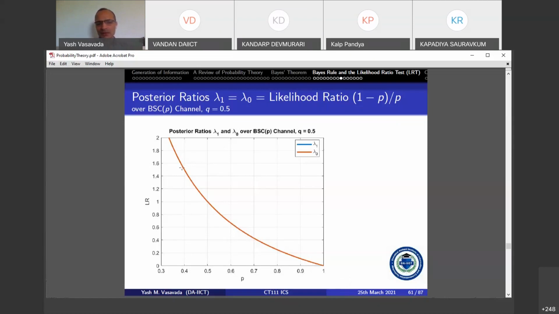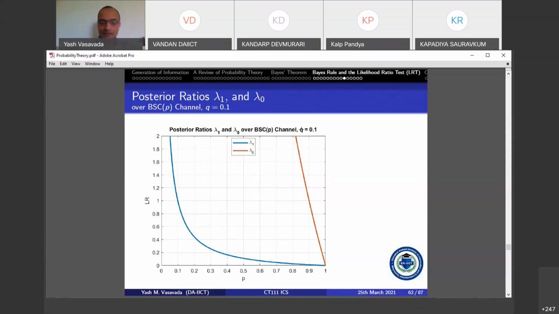So after you get either y equal to 1 or y equal to 0, you compute the ratio of the posteriors, and it turns out to be 1.5. In this case, if you get y equal to 1, you will decide that x was 1. If you get y equal to 0, you will decide that x was 0. That is for q equal to 0.5. What happens if q becomes 0.1?